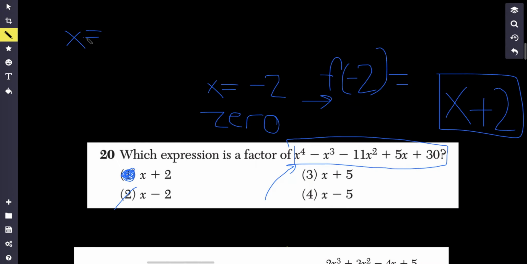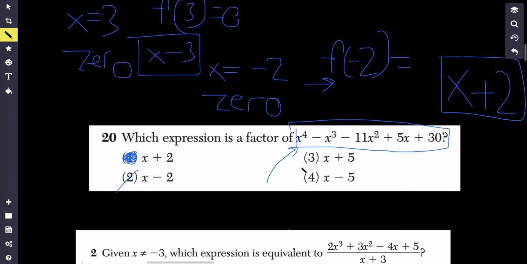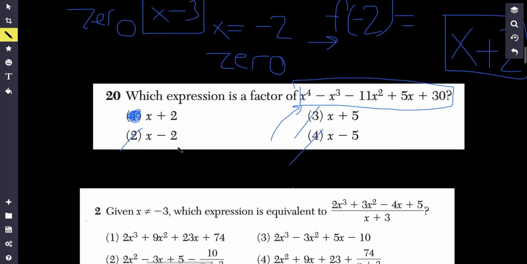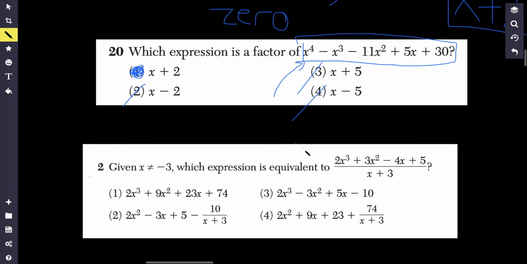When x is equal to 3, our y value is equal to 0, or in other words, f of 3 is equal to 0, meaning that x minus 3 is a factor of this. However, that's just not on our answer choices. So, they're just trying to trick us with these fake answer choices. There are more factors to this, but it's just not on the answer list.